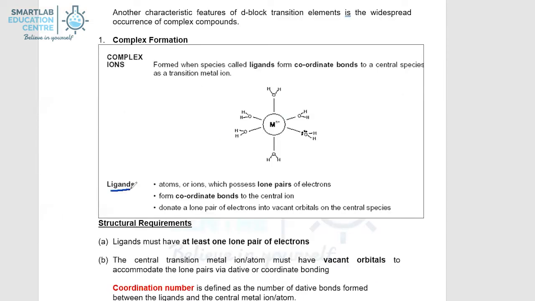So what are ligands? Ligands are atoms or ions which possess lone pair electrons that can be used to form coordinate or dative bonds with a central species. In forming dative bonds, the ligands donate the lone pair electrons to vacant, energetically accessible, low-lying orbitals of the central species.